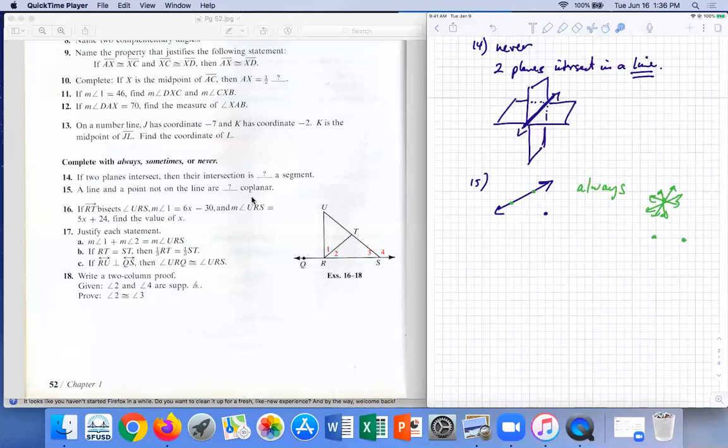Technically you could have a line. Let me review something. You could have a line like this, and many planes go through this line, right? Because even though these 3 points are collinear, you can have an infinite amount of planes that go through these 3 points. It could be flat, it could be coming out at you. So when they say not on the line, they are always going to be coplanar. A line and a point not on the line are always coplanar.